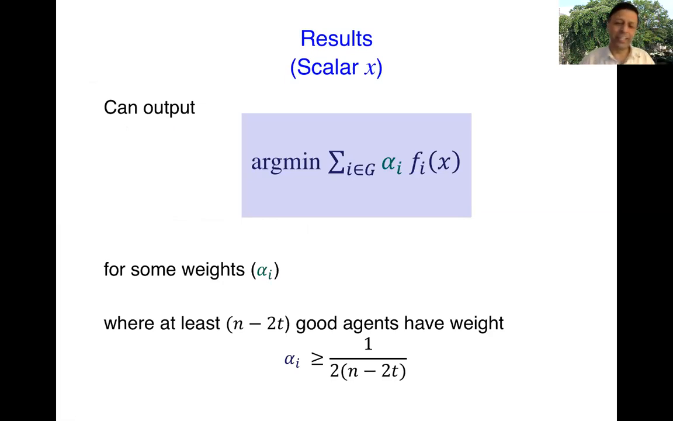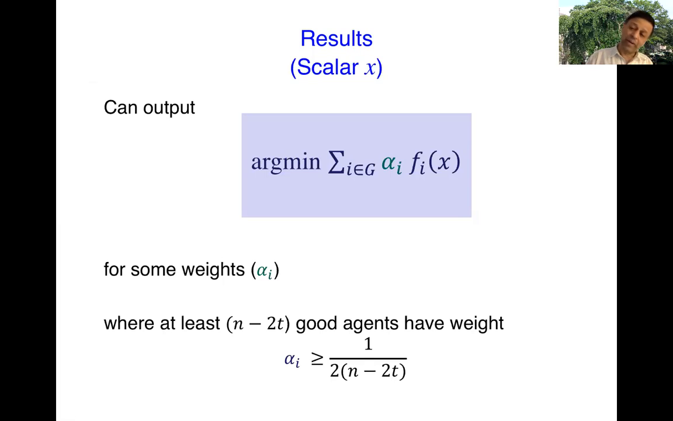But what you can guarantee is that if you have n agents of which we are trying to tolerate t bad agents, then at least n minus 2t good agents have weight that is roughly uniform. The weight is more than 1 over 2 times (n minus 2t). So again, we set out to achieve alpha_i to be a uniform vector, but this is what I can achieve. I can guarantee that at least n minus 2t agents have weight that looks like this. It's close to uniform, not exactly uniform.